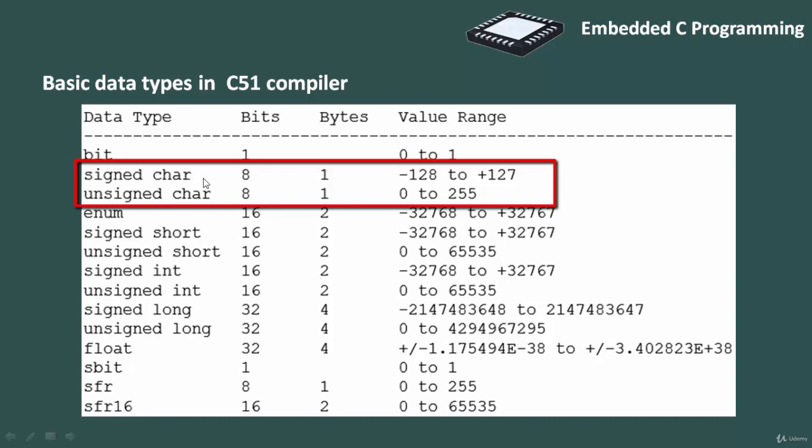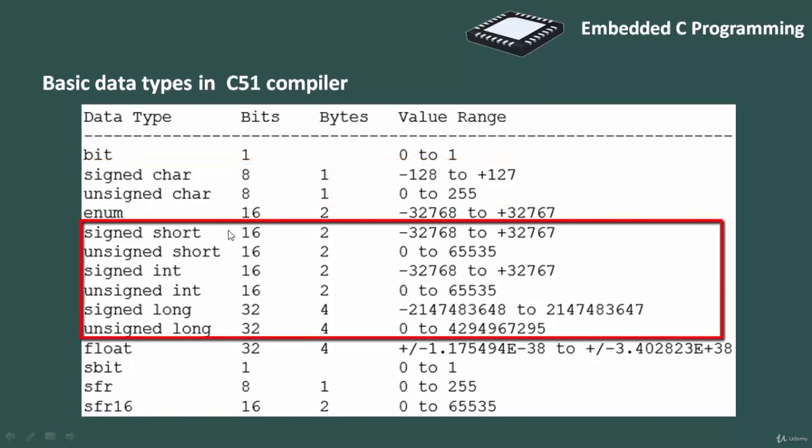The range for signed character is -128 to +127 and unsigned character is 0 to 255. That means if you have declared any variable with data type unsigned char, in that variable you can store value from 0 to 255.